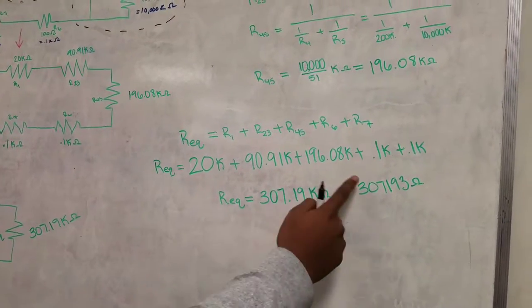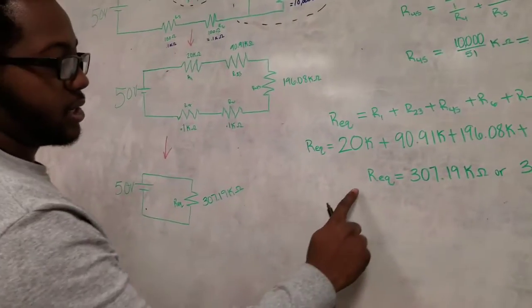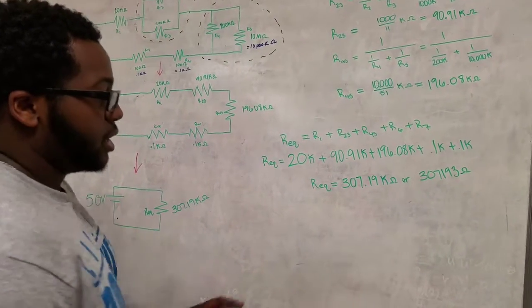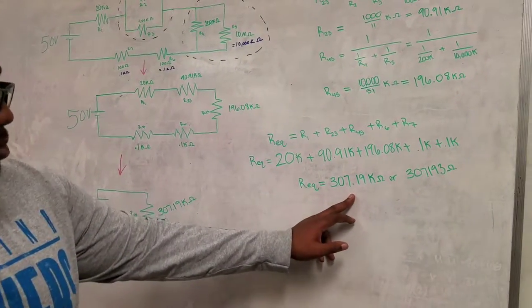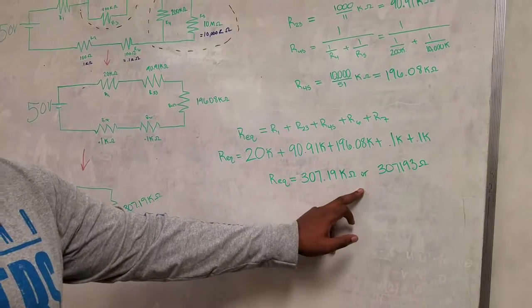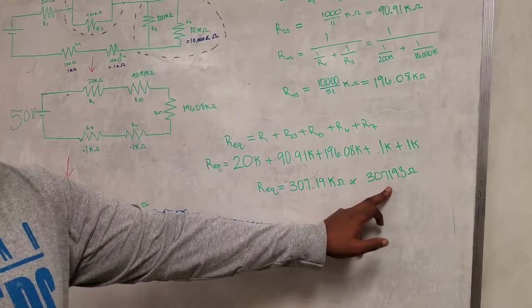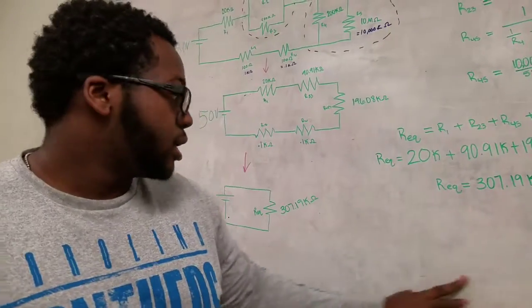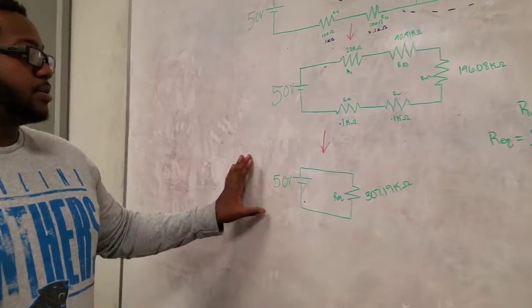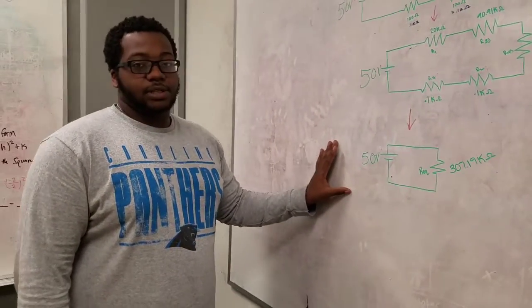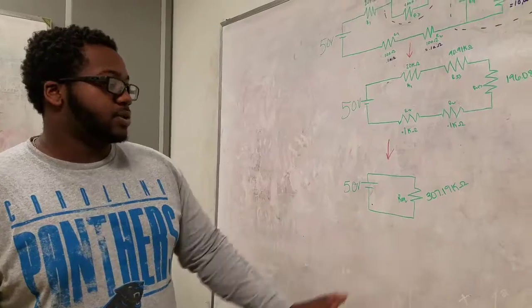So we added all of the resistance up normally in order to get the total resistance, which turned out to be 307.19 kilo ohms, or 307,193 ohms. And then we put it in here. So now we simplify from this part to this part of what the circuit looks like and got our total resistance.